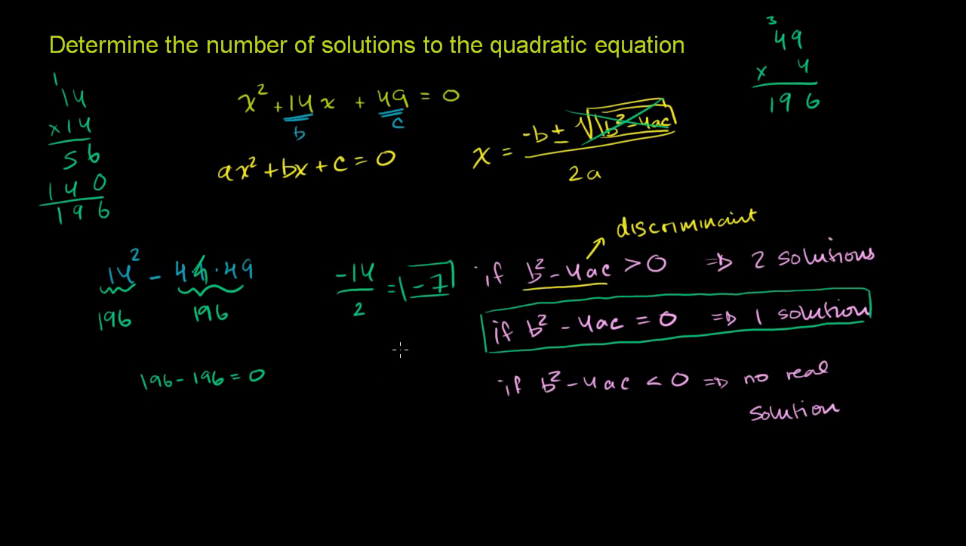But if you just wanted to know how many solutions, you just had to find out that b squared minus 4ac is 0. So it's only going to have one solution. And there's other ways. You could have actually factored this pretty easily into x plus 7 times x plus 7 and gotten the same result.